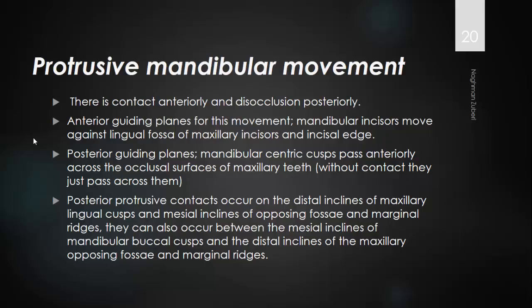Posterior guiding planes, mandibular centric cusps, pass anteriorly across the occlusal surfaces of maxillary teeth without contact, they just pass across them. Posterior protrusive contacts occur on the distal inclines of maxillary lingual cusps and mesial inclines of opposing fossae and marginal ridges. They can also occur between the mesial inclines of mandibular buccal cusps and the distal inclines of the maxillary opposing fossae and marginal ridges. So over here we can see protrusive mandibular movement for anterior and posterior teeth.